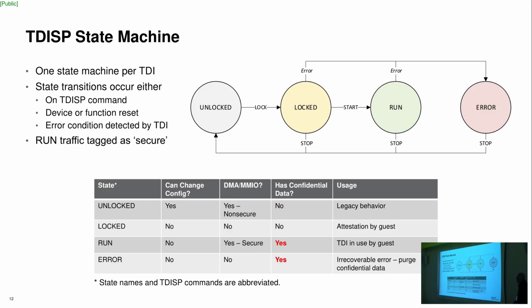In some cases, the device could say, I've reached an error that is insecure, and I need to nuke all the guest data inside of me. So it can transition its interface to the error state, and it can basically sit there until it's purged all of that guest private data.